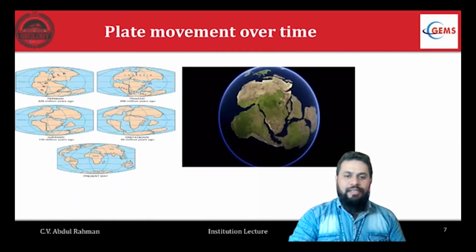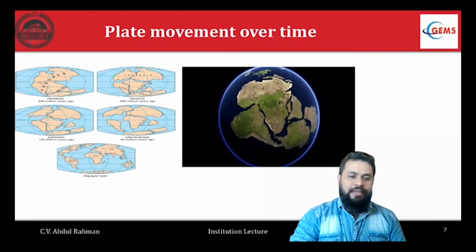So this is our first slide, plate movement over time. In the case of 200 million years ago, all the continents fit together. That single continent is called Pangea. This single continent was detached by the plate movements, plate tectonism. In the Triassic period, it was broken apart and some divisions formed. Here you can see the divisions formed. Here you can see the African continent and South American continent fit together.